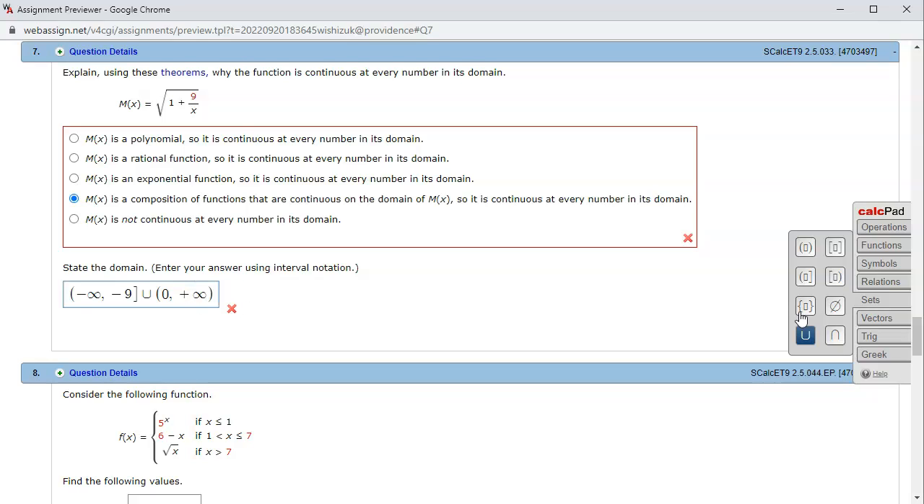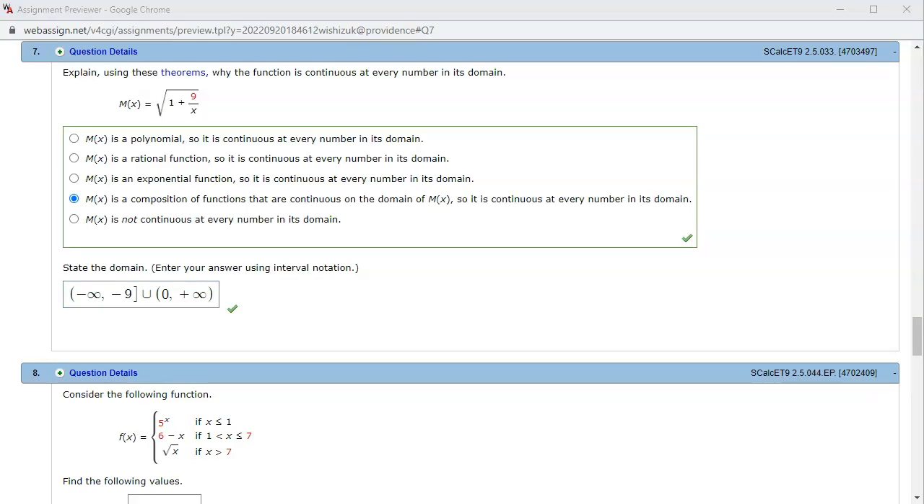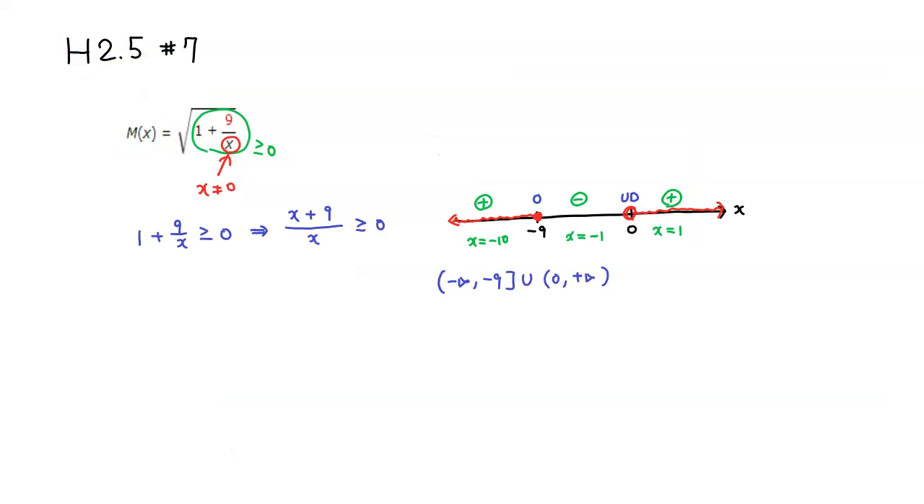All right, let's check the answer. I came back and it looks like we got both parts correct. All right, that's it. I hope that this was clear.